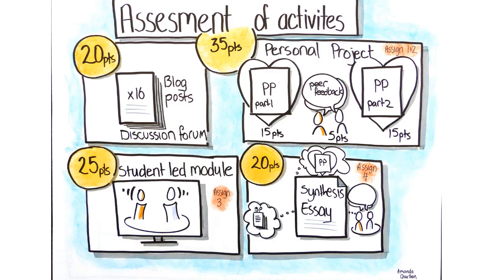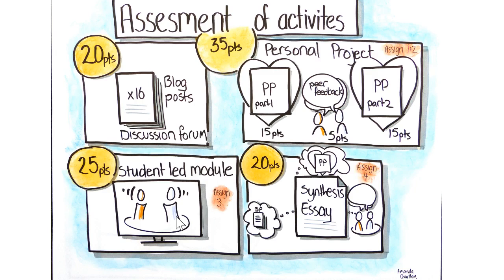So let's start with the end in mind. The assessment of activities, there's basically 4 different activities that we have to do, and I've grouped them together as you can see. Every module we have to do 2 blog posts, a total of 16, and that adds up to 20 points. The largest activity is called the personal project, also called the individual project, and there are 2 parts. There's a part 1, which is 15 points, then we get feedback from a peer on part 1, and then we submit part 2 based on the feedback, and that's worth another 15 points. So in total, this personal project or individual project is worth 35 points.